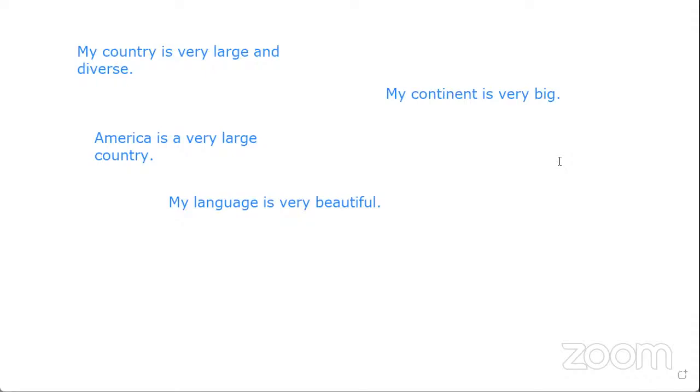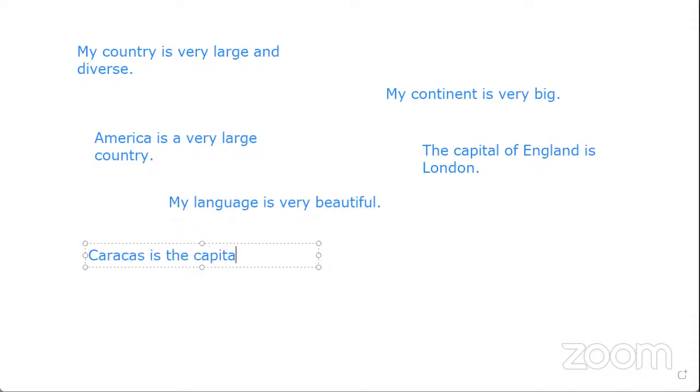Last week we saw that the capital of England is London. We have other possibilities to prepare the sentence. We have land, nationality, city. Let's see more. Valeria: Caracas is the capital of Venezuela. Yes, that's a good one.